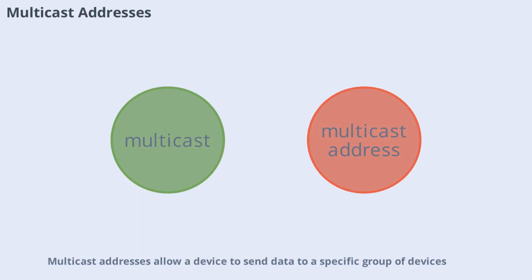Multicast addresses allow a device to send data to a specific group of devices, rather than everyone on the network. This is useful for applications like video conferencing or streaming, where the same data needs to reach multiple recipients efficiently. Multicast helps save bandwidth and reduces unnecessary network traffic.